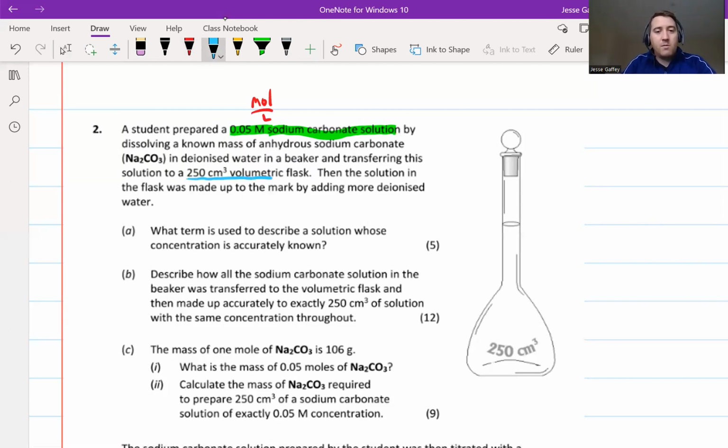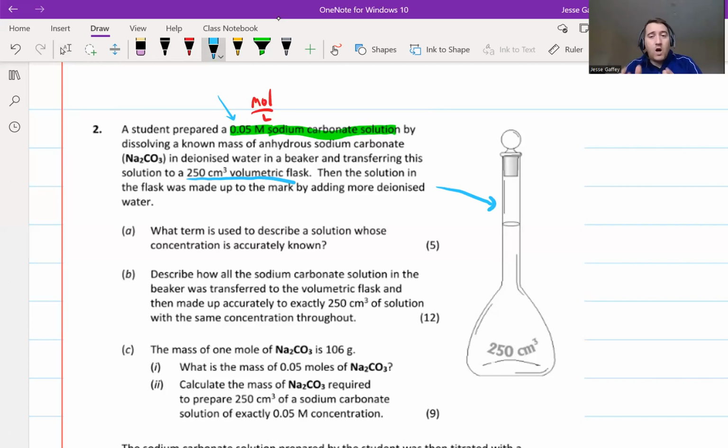200 centimeter cube volumetric flask, that's this guy over here. So if you'd forgotten the name of that, it told you it's a volumetric flask. Then the solution in the flask was made up to the mark by adding more deionized water. Okay, some information there. We may need to come back to that later. We may not, but definitely this is going to be important, I think.